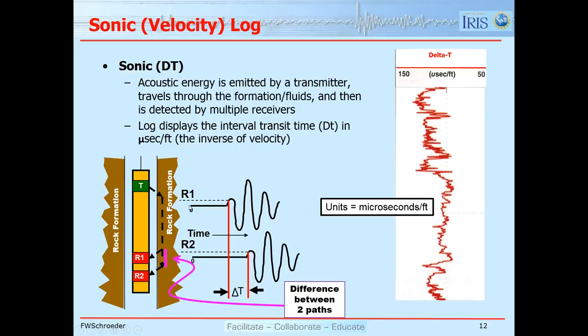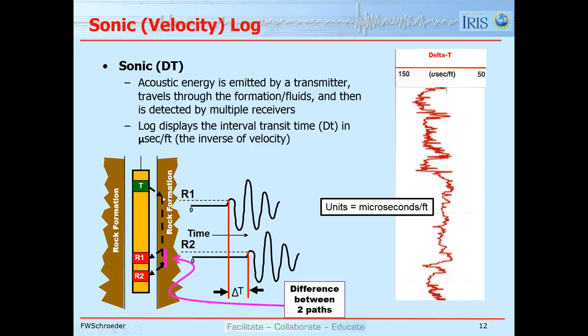For receiver one, the shallower one, we start when the pulse is sent, there's no response, and then we get energy that hits receiver one. For receiver two, the same zero time. The response comes in a little later because it's a little deeper, a little further away from the transmitter. We compare the start time for the response at receiver one versus receiver two, and get that delta time, which is the difference.